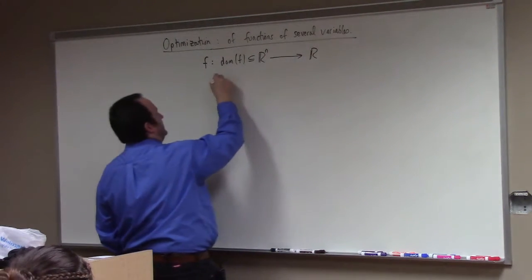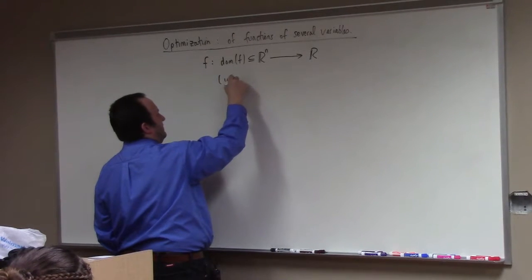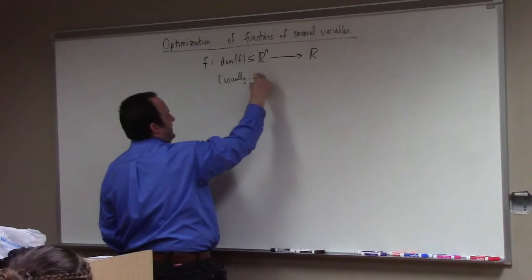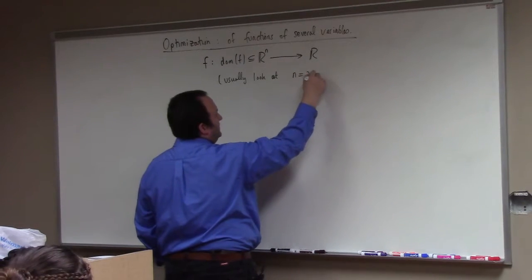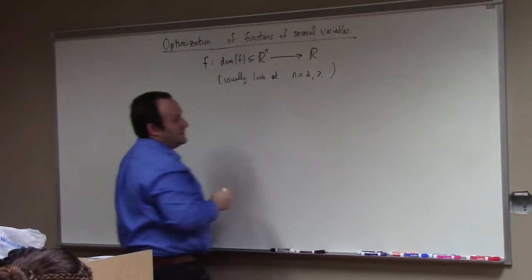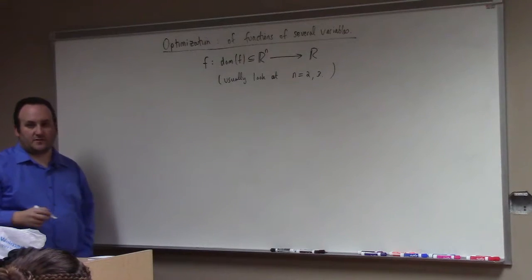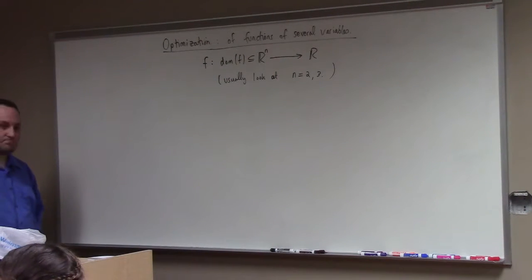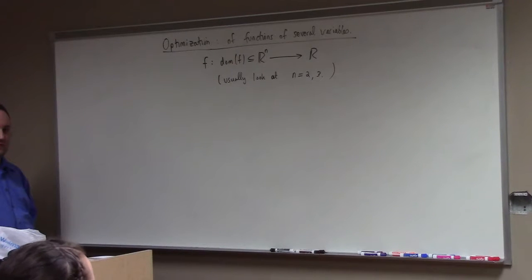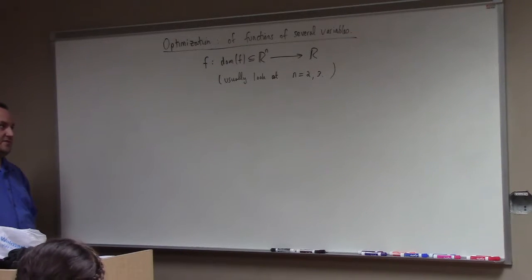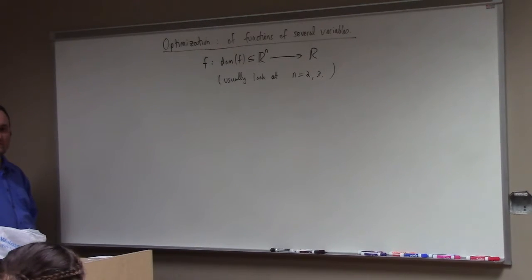So for us, we'll usually look at n equals 2 or 3 for the most part. But I'll tell you some things that are good for 4 or more dimensions. And the question is, for a function defined on some given domain, how do you figure out where the function's largest and where it's smallest, if that's even possible, right?